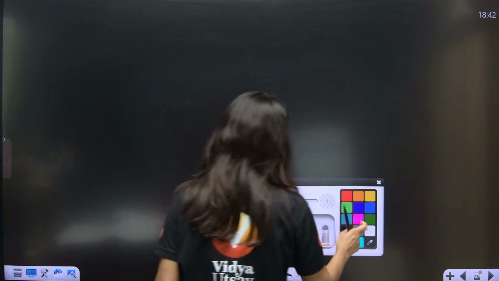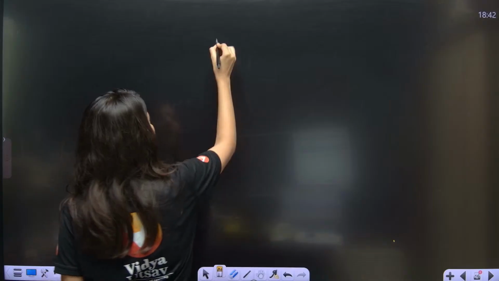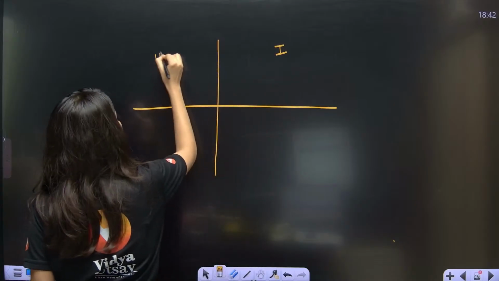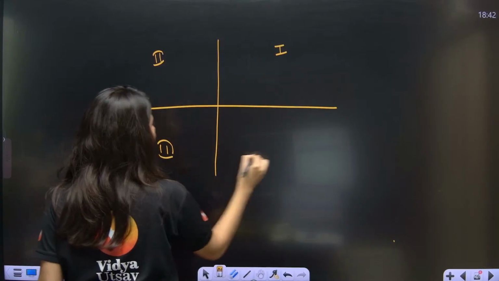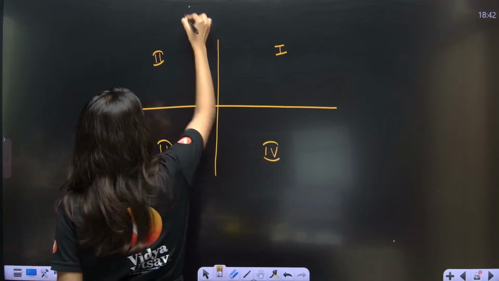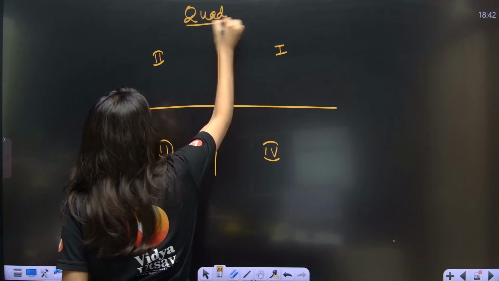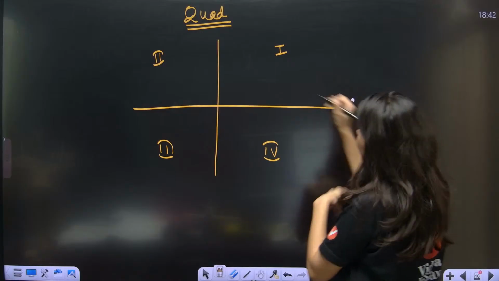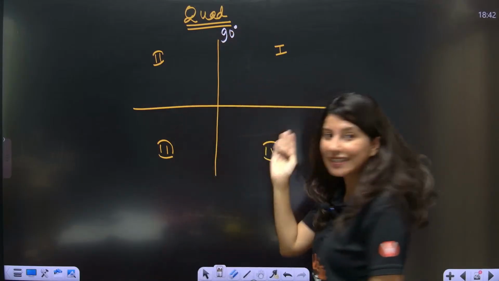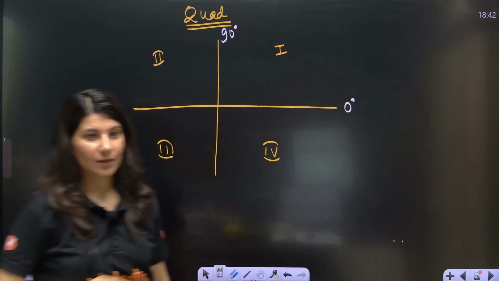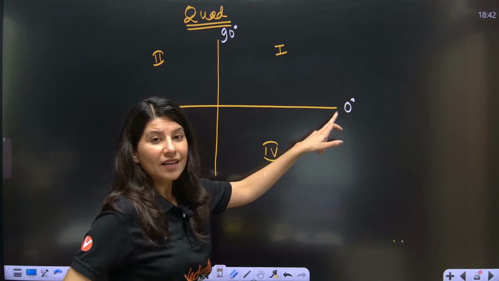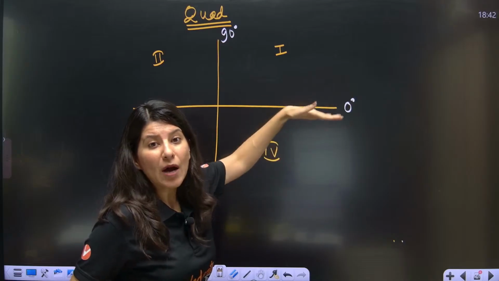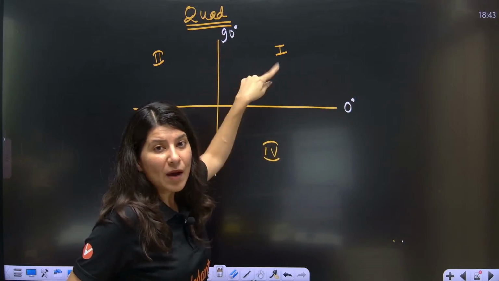Now I am going to give you quadrants. So we have 4 quadrants over here. I don't know how many of you are aware. This is the first quadrant. This is your second quadrant. This is your third quadrant. And this is your fourth quadrant. So know your quadrant right away. Now this is 0 degree. This is 90 degree. So 0 degree to 90 degree is first quadrant. 0 degree is not lying in first quadrant. 0 degree is the boundary of first and fourth quadrant. 90 degrees is the boundary of first and second quadrant.